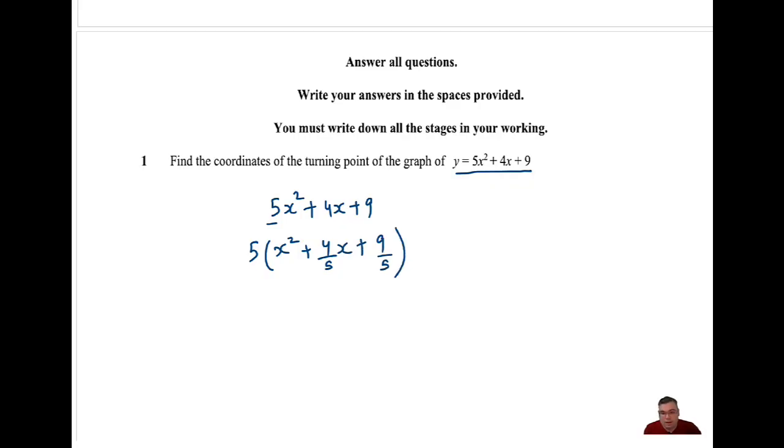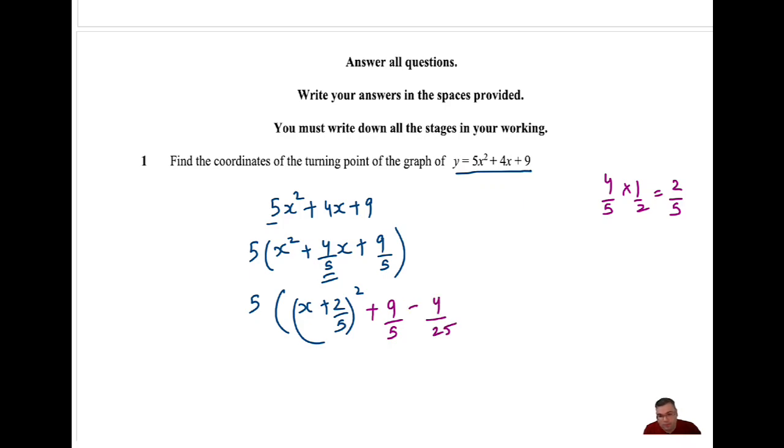Now whatever the coefficient of x is, we just half it. So 4 by 5, when we half it, is 2 by 5. So we need to add and subtract 2 by 5 squared. The expression will become 5 times x plus 2 by 5 whole squared. Now this 9 by 5 stays as it is. As we have added 2 by 5 squared, we need to subtract it as well. 2 by 5 squared is 4 over 25, right?